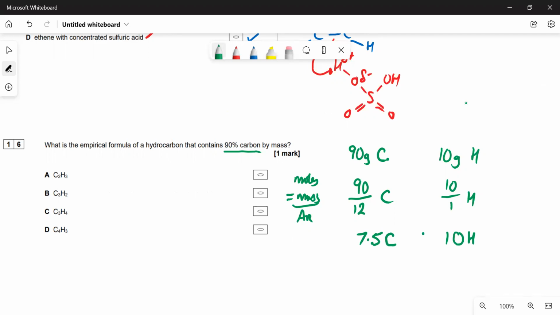Okay, how are we going to simplify that ratio? I think we divide by 2.5 on both sides. 2.5 goes into 7.5 3 times. 2.5 goes into 10 4 times. So C3H4 is the correct answer, D.